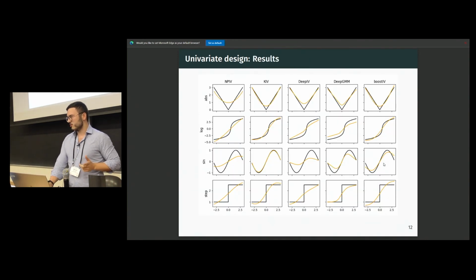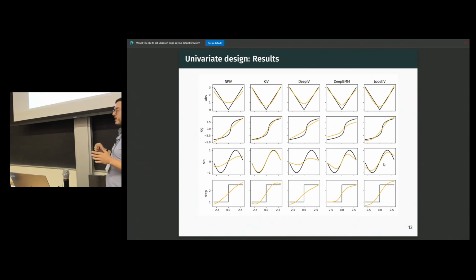So the cool picture that I wanted to show you is actually this. Here, the black line represents the true function, and the orange lines represent the average fit across simulations. So this panel is very representative of the bias of the estimates in the simulations. What we can see is that NPIV is pretty biased. As I told you before, Deep IV and Deep GMM perform much better in terms of the bias term, so their worse performance is mostly driven by the variance term. And we can see that the kernel IV regression and the Boost IV, our algorithm, have very small bias and small variance, so they perform better in both directions, which is pretty important.